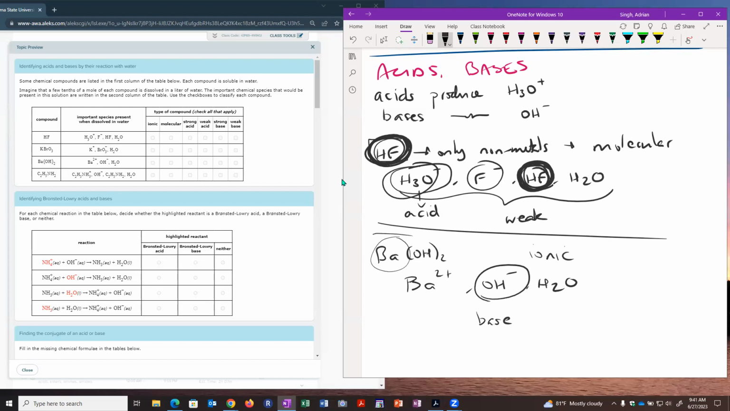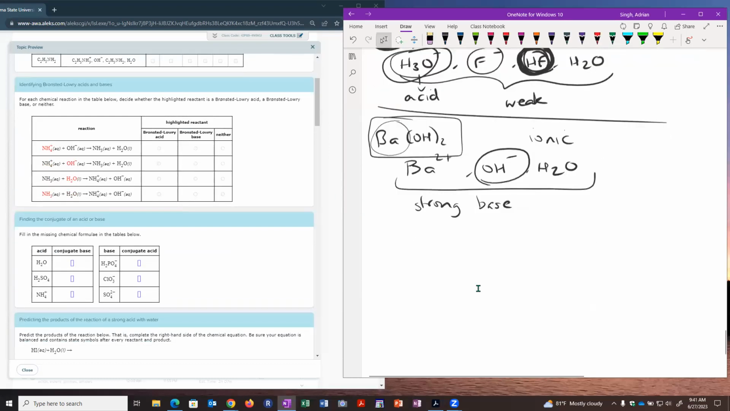Do we have any of this original compound remaining when it's dissolved in water? No, so that means then that this entire thing breaks apart completely. So this is going to be not just a base, but a strong base as well. All right, so that's how you want to go through and interpret that table.